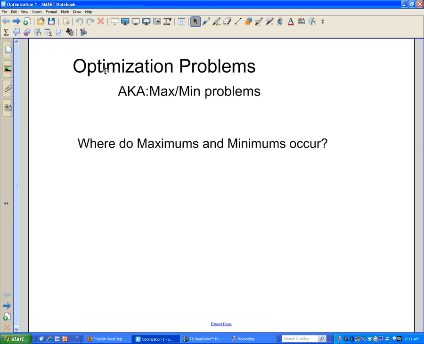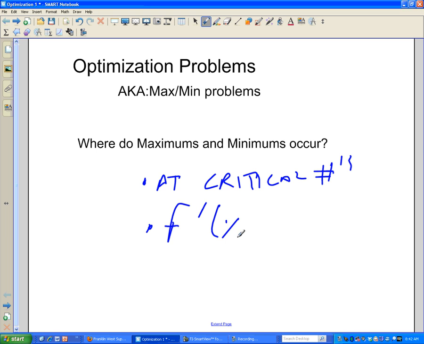Looking for maximums and minimums, I don't have any of the other controls on here, so I'm going to have to go old school. Okay, so the maximum and minimum occur at the critical numbers, and that's when f prime of x equals 0. Okay, so let's move forward as we go on our merry way here.